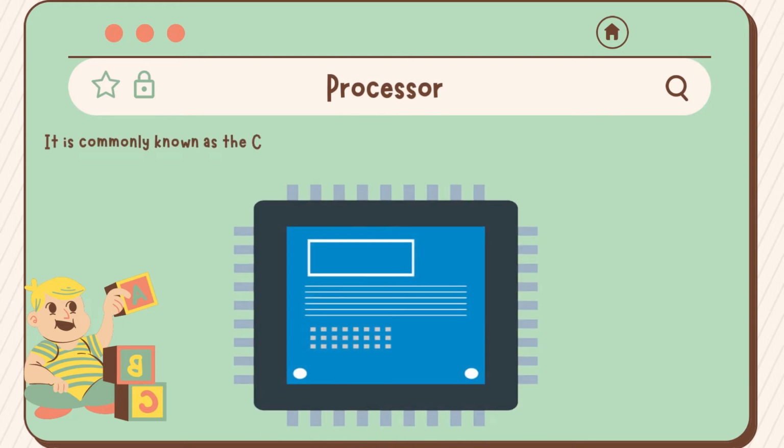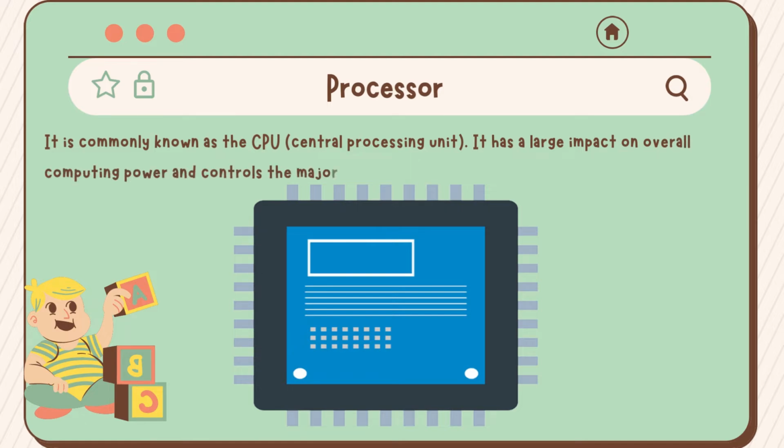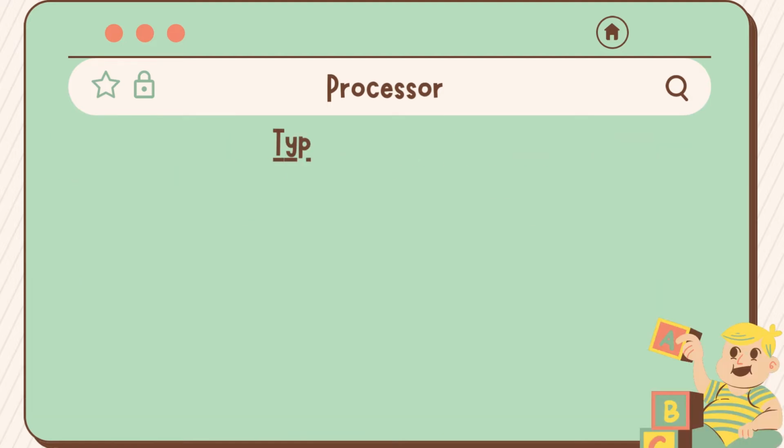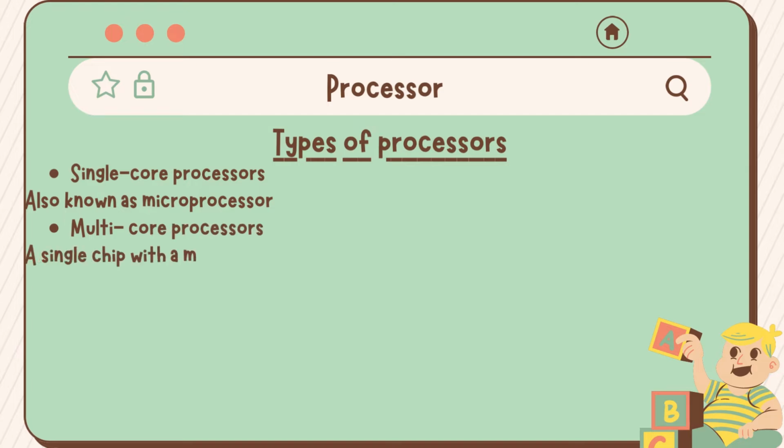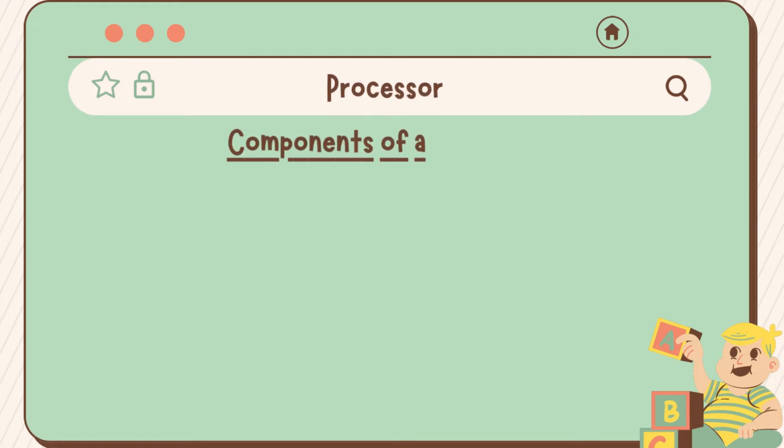It is commonly known as the CPU, Central Processing Unit. It has a large impact on overall computing power and controls the majority of a computer's functions. There are 2 types of processors. First, single-core processors, also known as microprocessors. Second, multi-core processors: a single chip with a minimum of 2 separate processor cores, used in all sizes of computers.